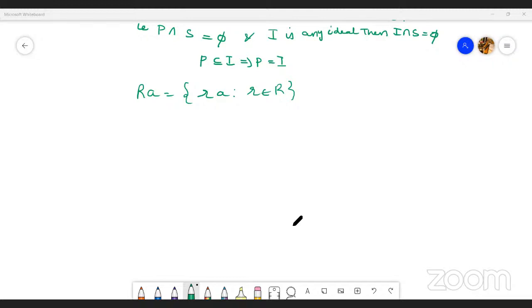Now, what we are going to prove is that there exist two distinct prime ideals between any two prime ideals. Basically, you can always insert ideals between ideals, and that means like this.